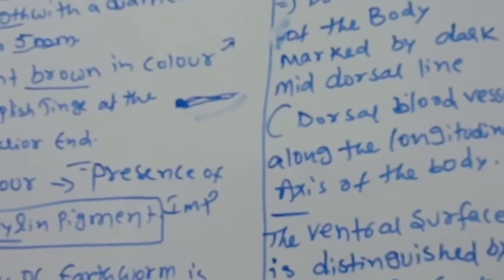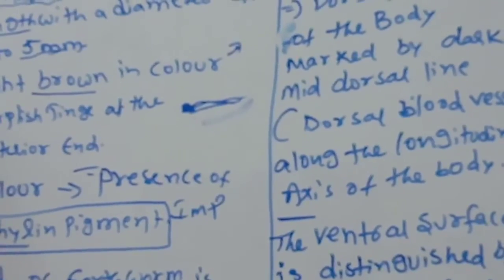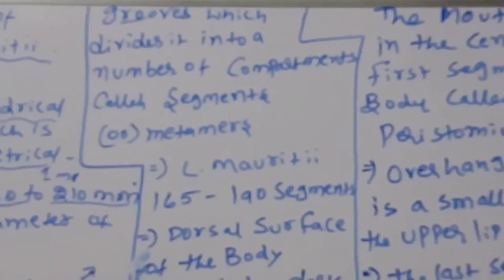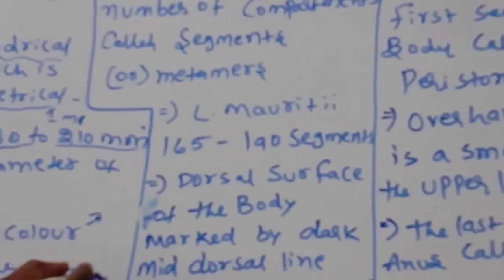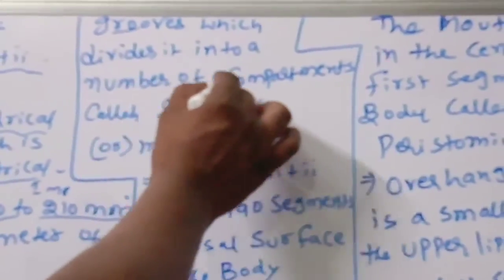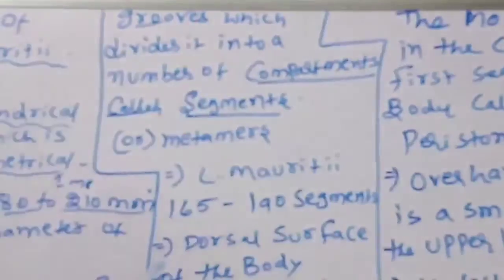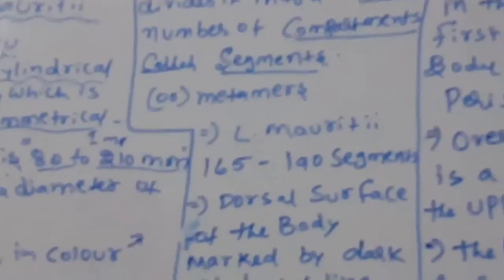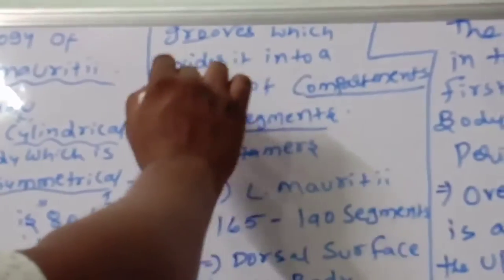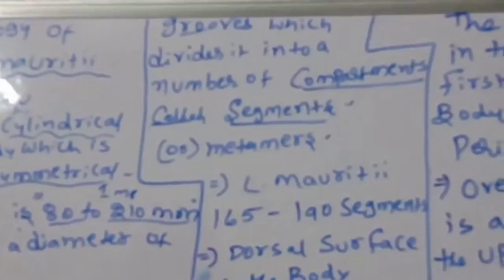The body of the earthworm is encircled by a large number of grooves. Suppose this is the earthworm, right? So grooves are there on the earthworm, like this. A large number of grooves divide it into a number of compartments, called segments or metamers. Once again, the body of an earthworm is encircled by a large number of grooves which divide it into a number of compartments called segments or metamers.